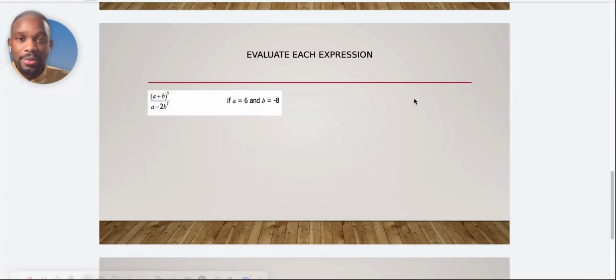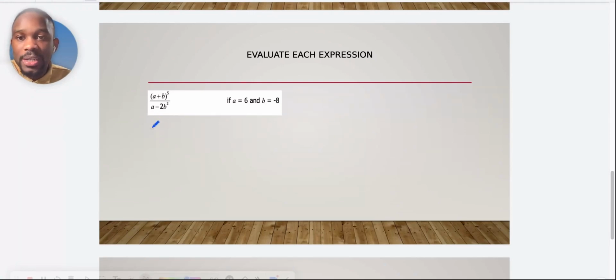Welcome to part 2 of application of the substitution property. And the substitution property is really easy. What it's telling you, for example, if you look at this problem, it's telling you in the place of A, just put 6, meaning substitute A by 6. Substitute B by -8. And that's what we're going to do.